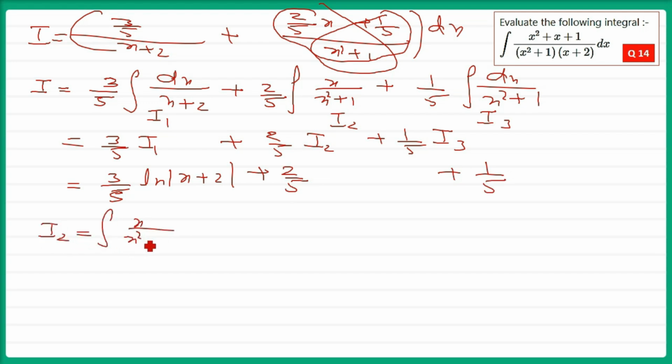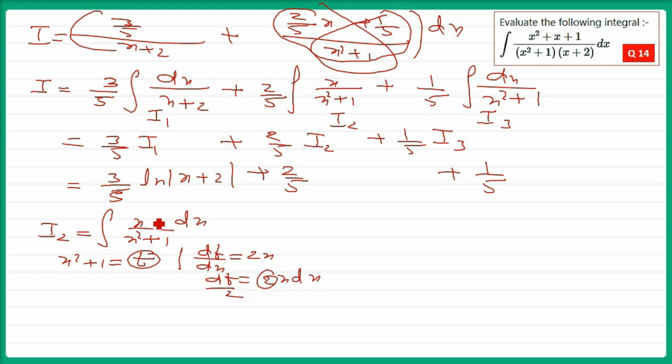I2 will be equal to the integral of x divided by x square plus 1 dx. Now just put this x square plus 1 as u or some t. It's up to you, any constant you can use. So this dt by dx will give you twice of x. So dt will be equal to 2x dx. That is, if you want to have x dx, it will be equated to dt by 2. So this x dx will be dt by 2. Half you can take outside. X square plus 1 has been taken as t.